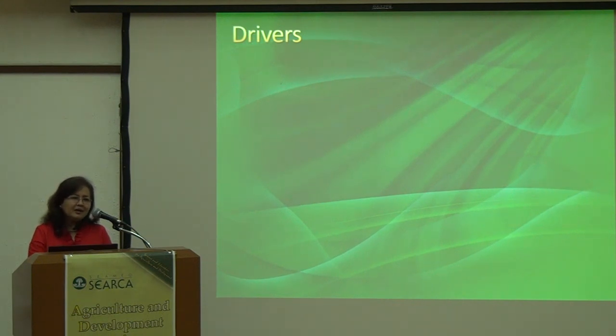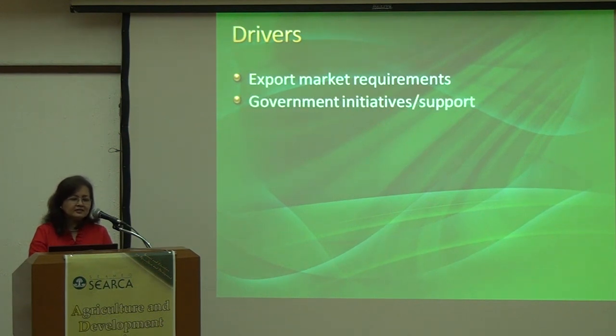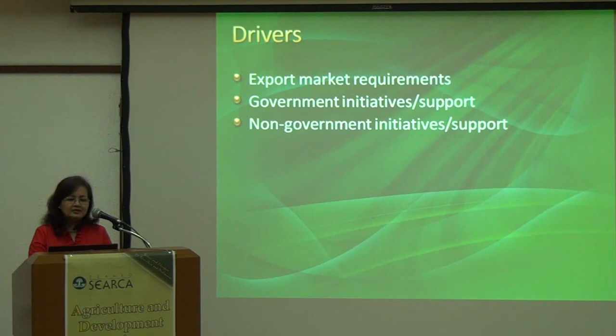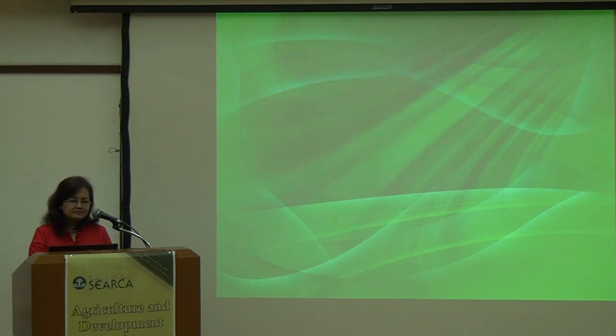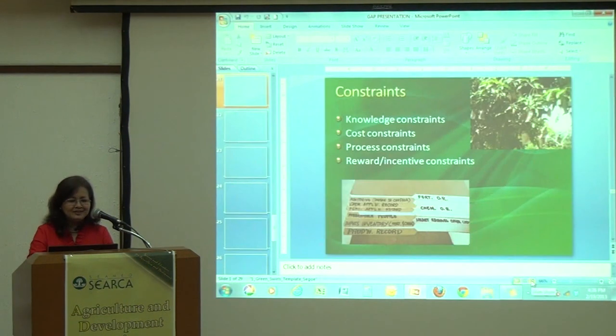So, what will make a farmer adopt good agricultural practices? Well, there are many actually, but the first major one is export market requirements. We'll discuss this later on. Government initiatives and support, non-government initiatives and support, individual and corporate culture. Okay, I'm sorry, let me go back. I thought I had a discussion here. So let me discuss.